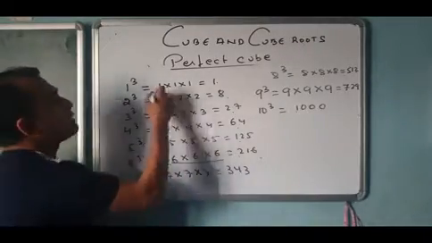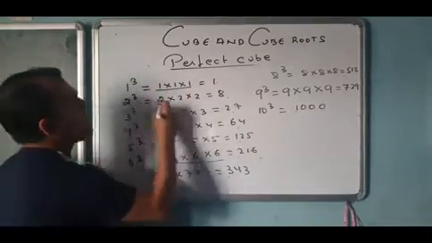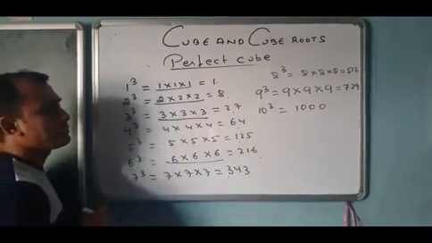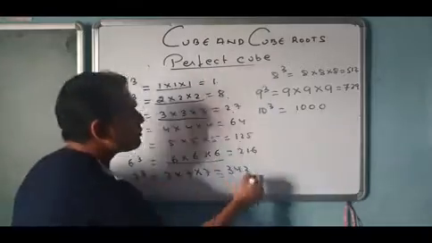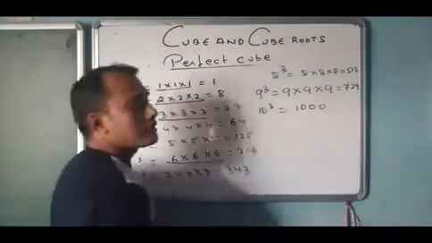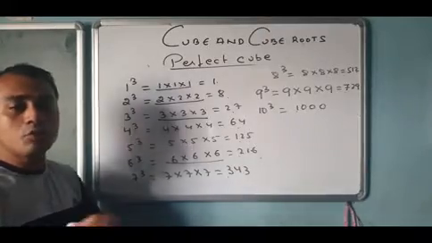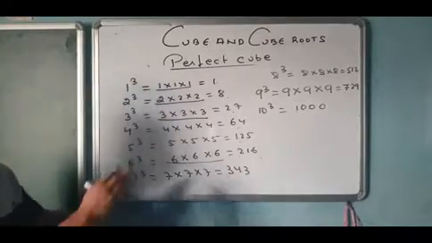Right? So here I have multiplied the same number 3 times. Hence, these numbers are called perfect cube numbers. Now, do you want to see one interesting fact about this perfect cube?